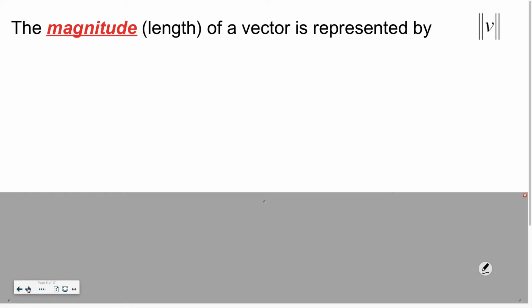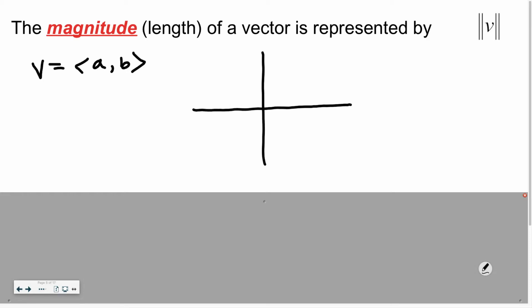Okay, so let me draw a vector up here in standard position. So if we are in standard position, and this is vector AB, we want to know the length of vector AB. Well, A is the horizontal component, right? And B is the vertical component. What do you think we can use to find the length of that? The Pythagorean theorem.